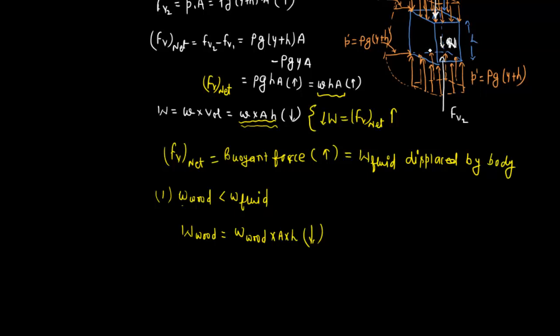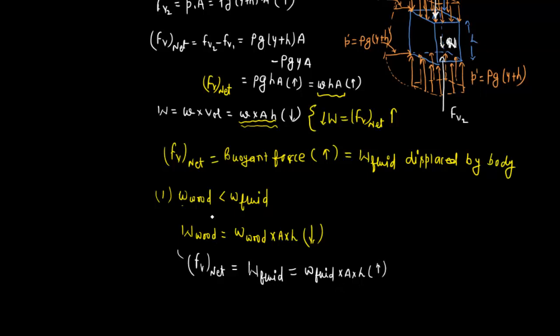But as we are talking about the weight of fluid, we will take the specific weight of fluid here. So this FV net is nothing but the weight of fluid. It will be equal to the specific weight of fluid times area times height, and that is the buoyant force, and buoyant force will always act in the upward direction. So this is acting in the upward direction.